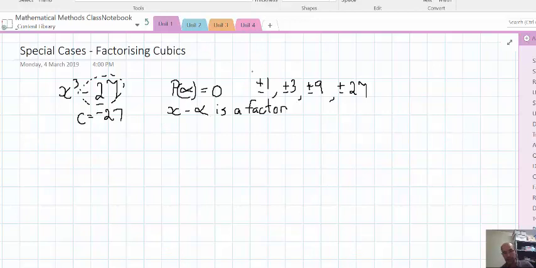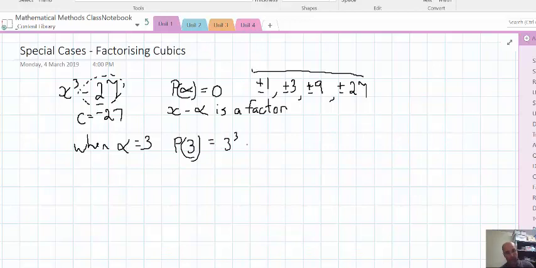And with a bit of trial and error using these, we find eventually, to save a bit of time, that when alpha equals 3, we have p of 3, and we have 3 cubed take 27, and that does equal 0. So that means alpha is 3, and we have x minus 3 as a factor.